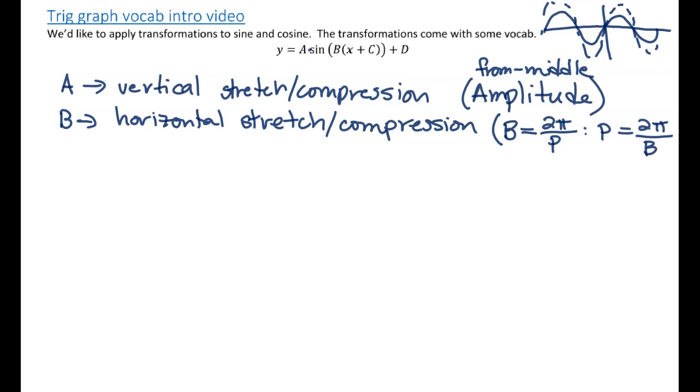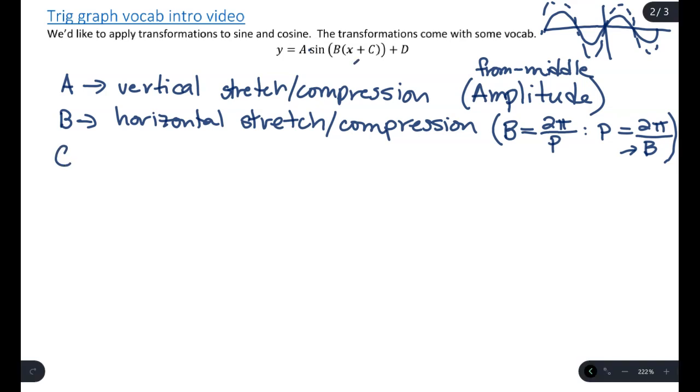And basically what that's saying right there is that, for example, if B is 2, that's actually horizontal compression. Remember that all the things affecting X are backwards. Horizontal compression by 1/2. And you can see in the formula, if B is 2, the period gets divided by 2, which means the new period is pi. So compressing by 1/2 is making your period shorter as well. We'll get lots of examples of this. I just want to get this list down for you.